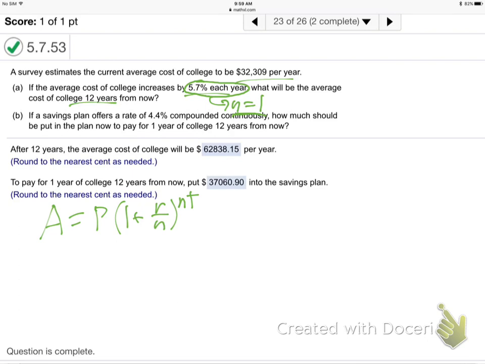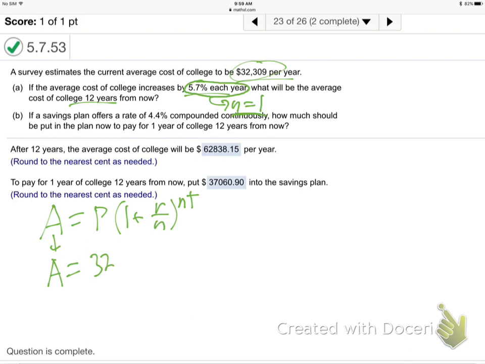Okay, so what's the A? That's what I want to find out. What's the amount college is going to cost? What's a year of college going to cost in 12 years? What's the principal? That's the 32,309, right? So the principal is the starting amount now, and the amount is what it'll be in 12 years. It's like we're investing the 32,000 and seeing what it'll grow to be in 12 years. That's exactly what we're doing, right? We're saying college costs 32,000 now. What's it going to grow to be in 12 years?